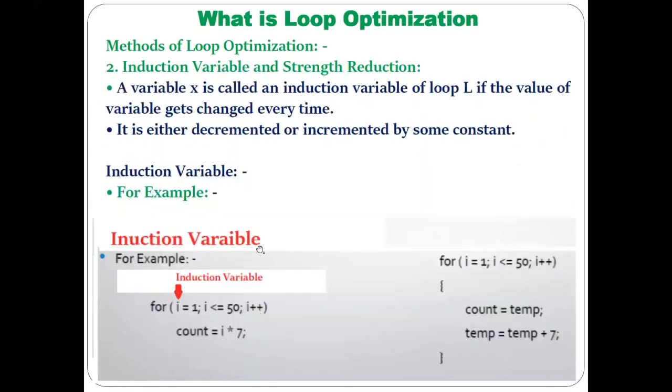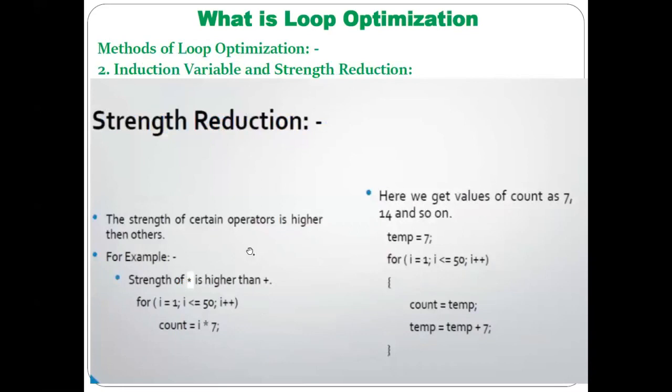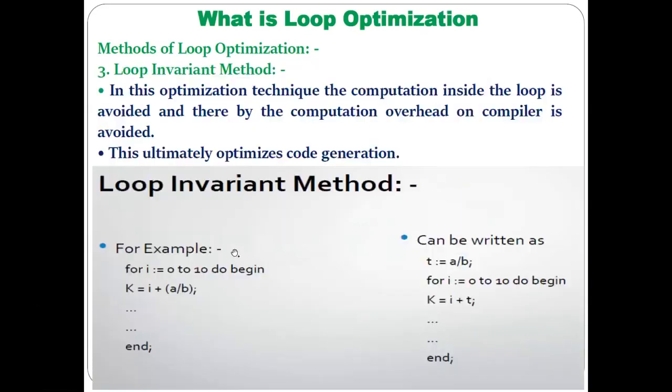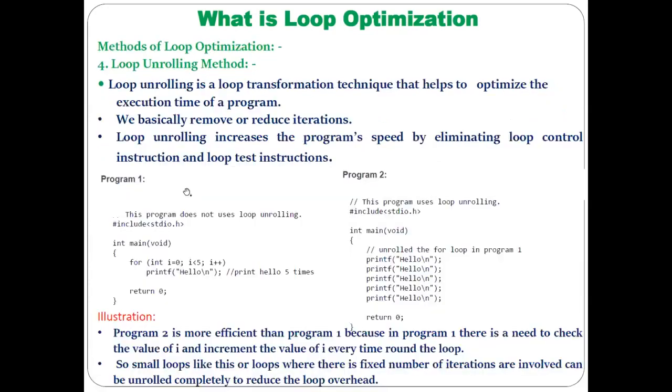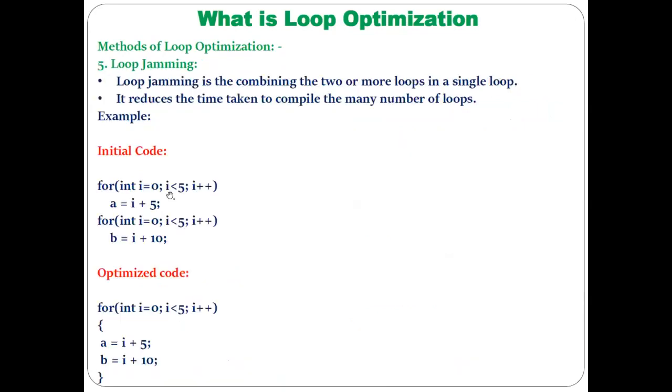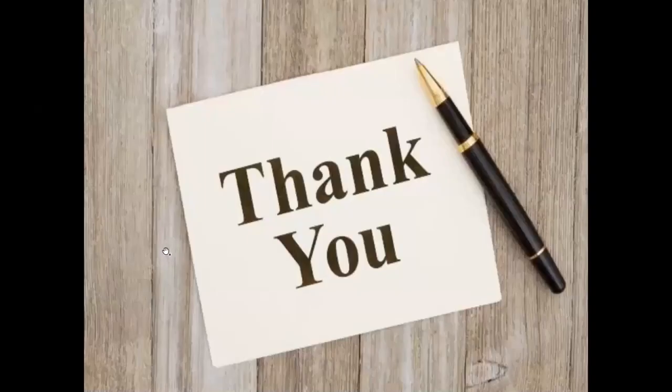Then induction variable and strength reduction, where the compiler replaces the high strength operator with the less strength operator. Then we have the loop invariant method, where we move the loop invariant code outside the inner loop so that the computation overhead gets reduced. Then loop unrolling, where we try to reduce or remove the loop completely if a small number of iterations are there. And lastly, loop jamming, where we combine two or more loops into a single loop if it is possible. So this is all about the loop optimization techniques.